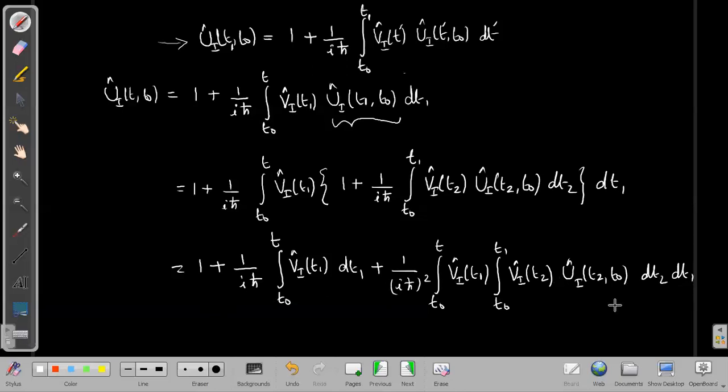Now the number of terms has increased, and we have a UI again here. So this is again not a solution. What you can do is substitute this UI(t2, t0) again from our first equation. So instead of t1, I will use t2. There is a t1 here, I'll put t2 here. Then I can get some more terms in this expression. I will write it out for a better understanding.